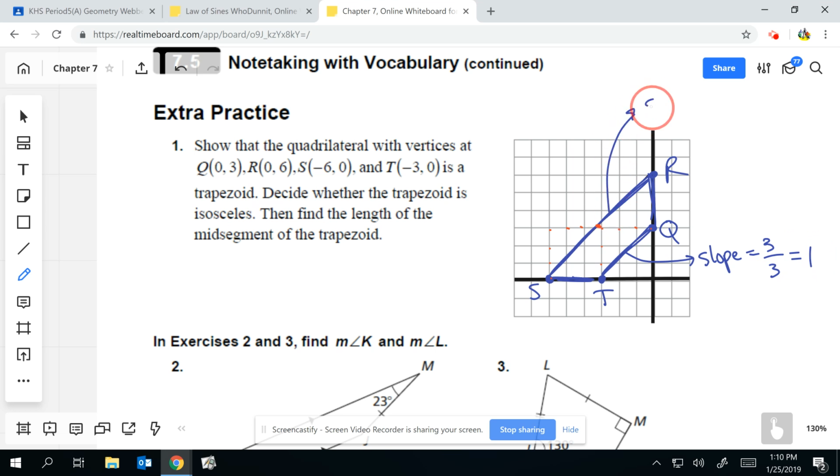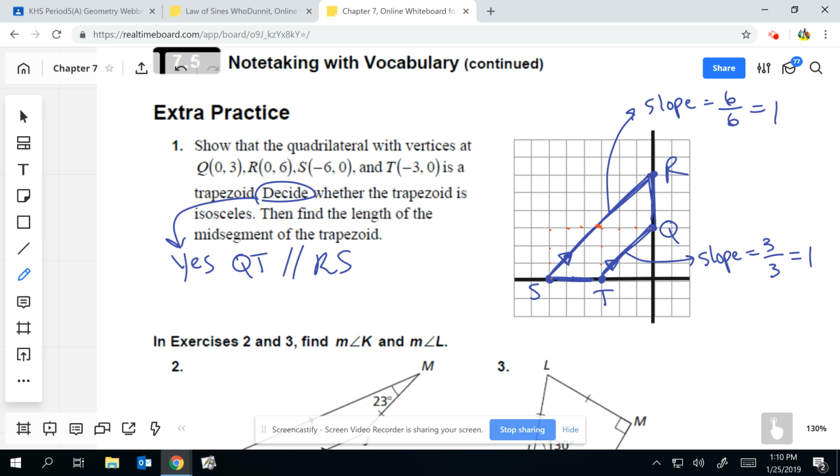Here, your slope equals 6 over 6, which is also 1. If you go up 6 and over 6, or up 3 and over 3, you're going to get the same slope. So you could put arrows here because you now know that they're parallel. It's a trapezoid. You got one pair of parallel sides. So, decide whether it is a trapezoid. Yes. And you could put QT is parallel to RS. That's what makes it a trapezoid, that there's one pair of parallel sides.